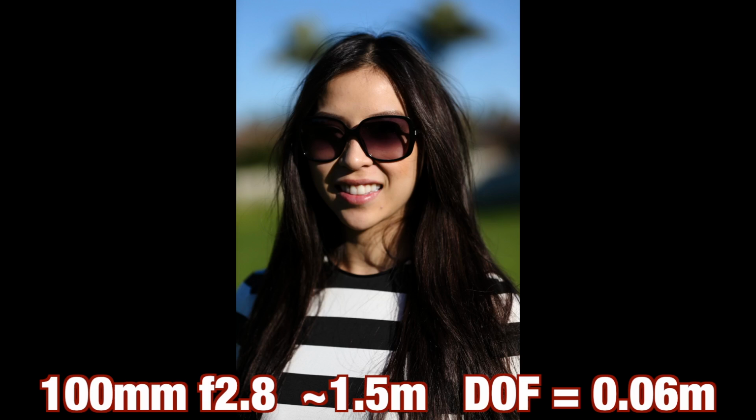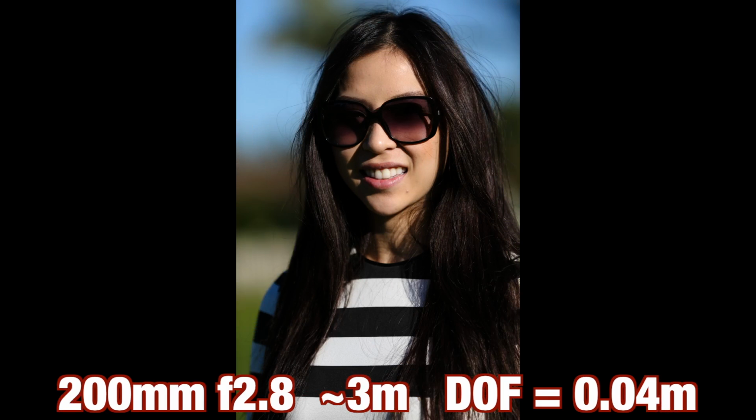If you don't understand depth of field and how it's calculated, I'll put some links to previous videos in the caption below. Then here, going twice as far away to 3 meters and shooting at 200mm, we pretty much keep the same frame on her. So that's what you want as a portrait photographer, the same frame. Now that brings our depth of field down to 4 centimeters, depth of field being the total amount that's in sharp focus.